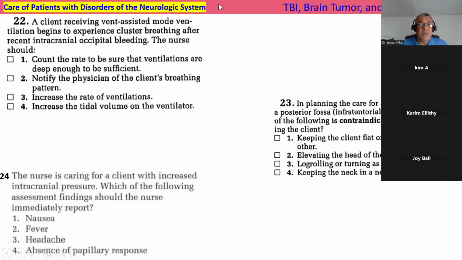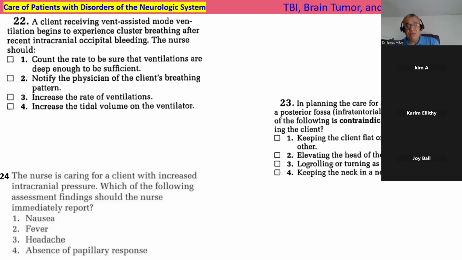Okay, number 22. A patient receiving assisted mode ventilation begins to experience cluster breathing after recent intracranial occipital bleeding. So there's a TBI, traumatic brain injury. The nurse should notify the PCP, because cluster breathing consists of clusters of irregular breaths followed by a period of apnea.